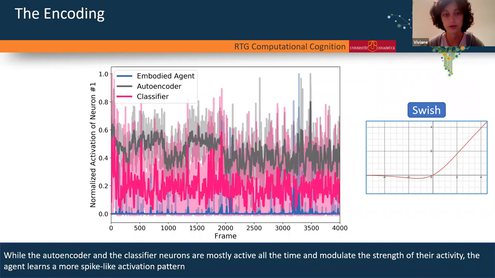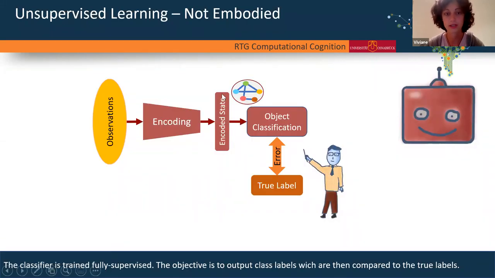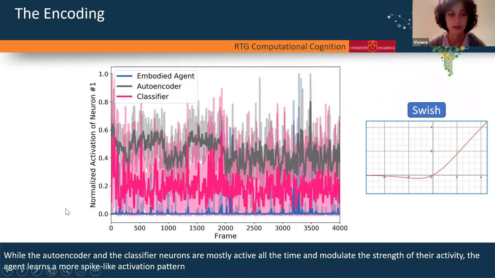Okay, so now for all of them, we look at the encoded state of the same input images. So here we have one run of the agent through the tower. It's 4,000 images. And I give the same 4,000 images to the embodied agent, the autoencoder, and the classifier, and look at the activation in the hidden layer. And this is just neuron number one in this layer.